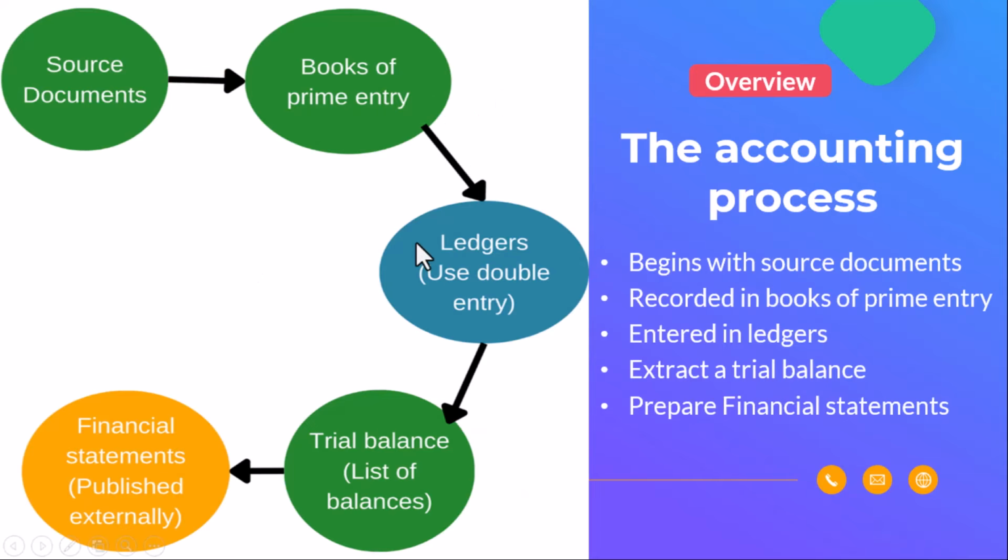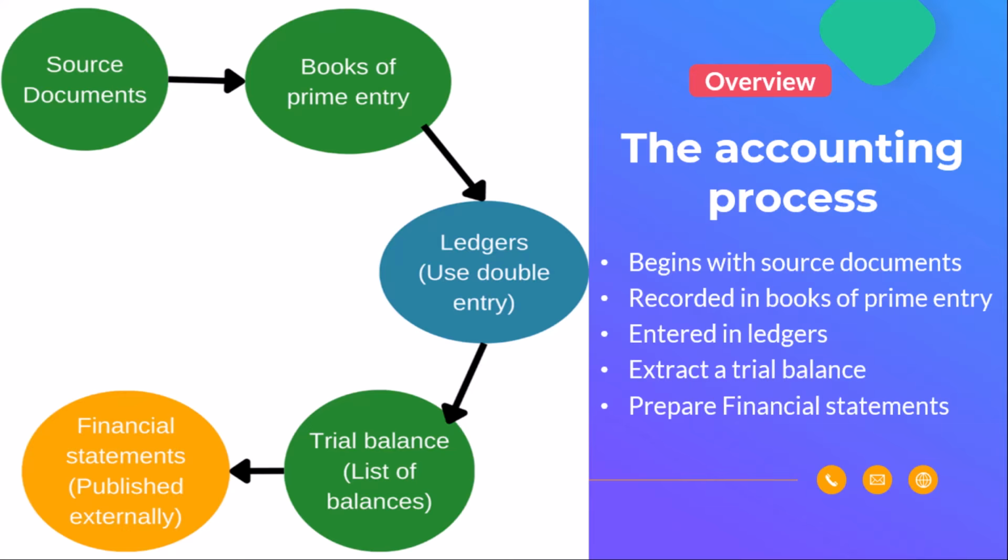Today we're going to talk about double entry bookkeeping, and to understand double entry bookkeeping we need to go back to the accounting process and understand what goes on in the accounting process. So accounting begins when you get source documents, so that's your receipt, your invoice, your credit note, your debit note, and all those other documents that you probably come across.